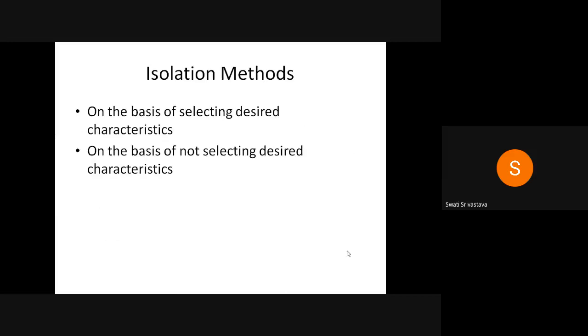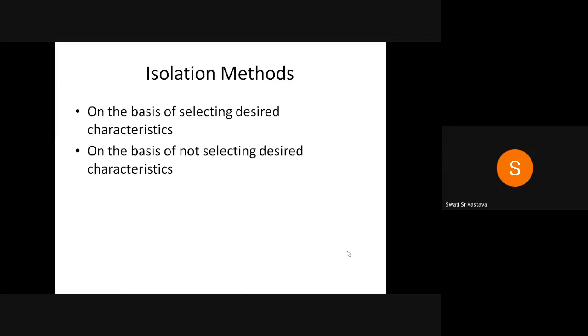Now we talk of the isolation methods. Now you're trying to isolate the organisms. How will you isolate these organisms? Firstly, you isolate these organisms based on the desired characteristics. Suppose you want some organism to produce antibiotics, then you need to select the organisms that will produce that particular antibiotic.